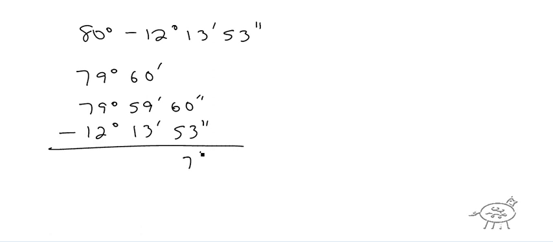So we get 7 seconds, 46 minutes, and 79 minus 12 is 67 degrees. So that's your answer: 67 degrees, 46 minutes, 7 seconds.